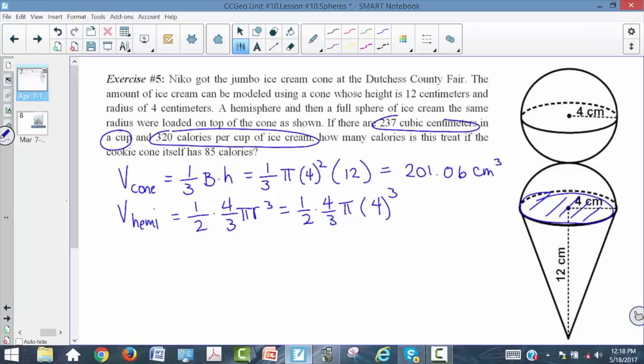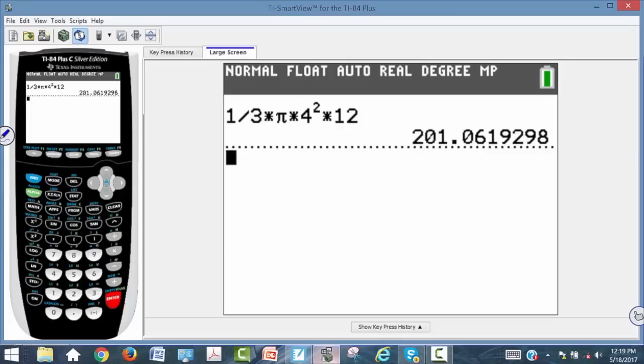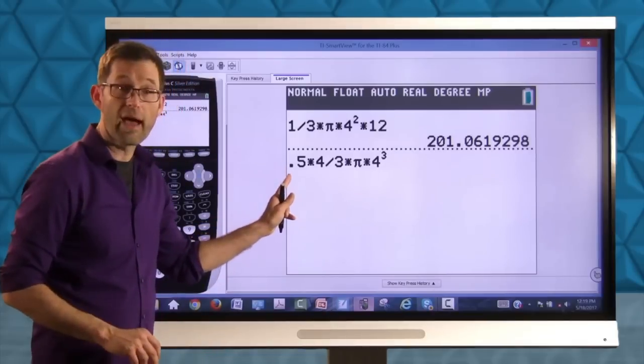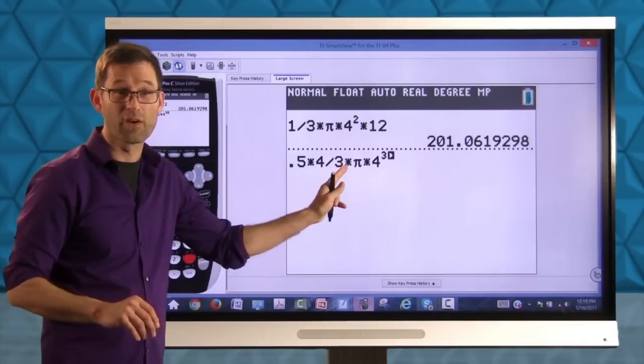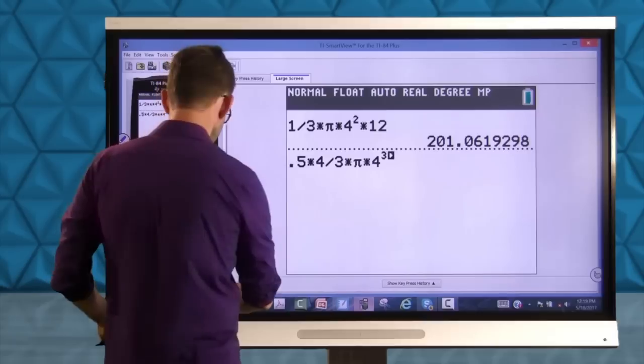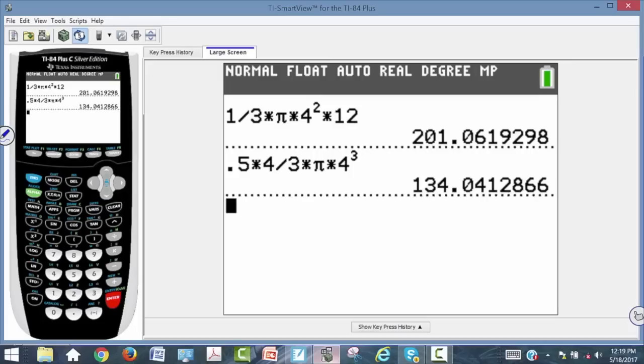1/2 times 4/3 times pi r cubed. All right. 0.5 times 4 divided by 3 times, lots of messy calculations here, times 4 to the 3rd. Again, 1/2 because it's a hemisphere, 4/3 because it's a sphere, pi, and then r cubed. All right, what do we get there?